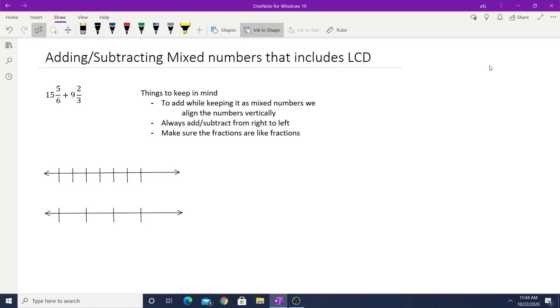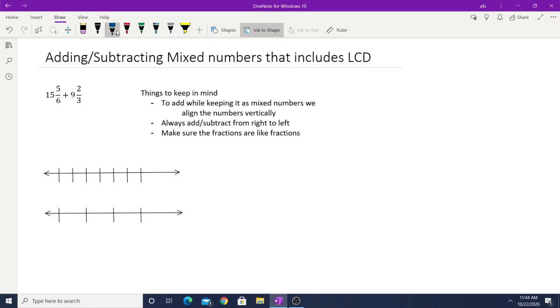Hello everyone. Today we are going to be talking about adding and subtracting mixed numbers where we keep them in a mixed number format, and the fraction part, or the proper fraction part of it, does not have the same fraction, or the denominators, so to say, are not the same denominators. What that means is we are going to have to be working with least common denominators to go ahead and get started adding the fractions.